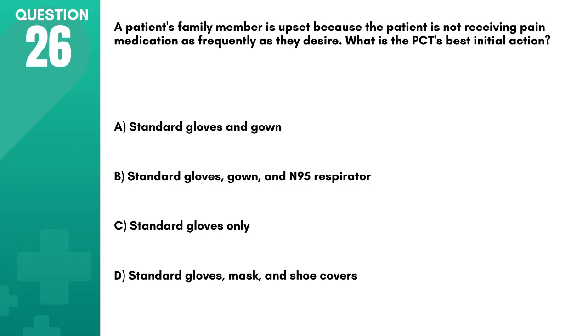Question 26. A patient's family member is upset because the patient is not receiving pain medication as frequently as they desire. What is the PCT's best initial action? A. Tell the family member that the patient is exaggerating their pain. B. Immediately give the patient more pain medication. C. Listen to the family member's concerns and then inform the nurse. D. Tell the family member that the medication schedule cannot be changed.